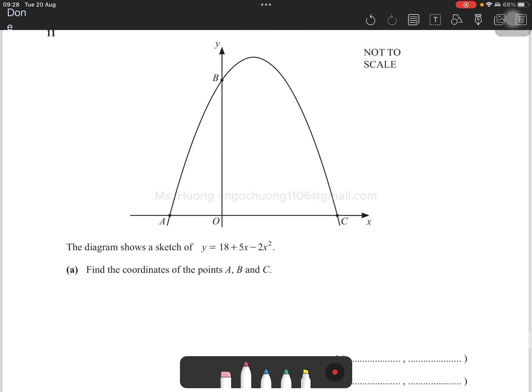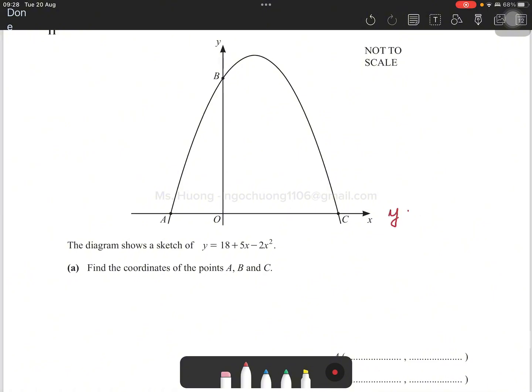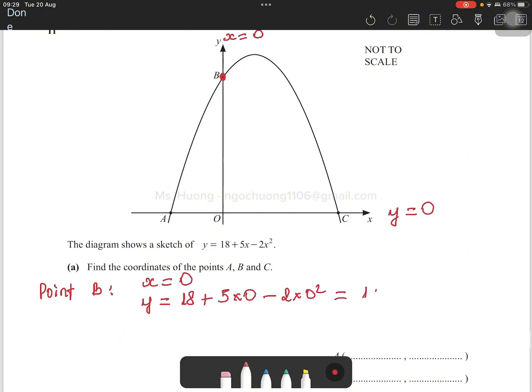Question 11. The diagram shows a sketch of y equals 18 plus 5x minus 2x squared. Find the coordinates of the points A, B, C. You know that the x-axis has an equation of y equals 0, and the y-axis has an equation of x equals 0. So to find the point B, we will substitute x equals 0 into the equation y equals 18 plus 5 times 0 minus 2 times 0 squared. So this one is 18. Then the point B is (0, 18).